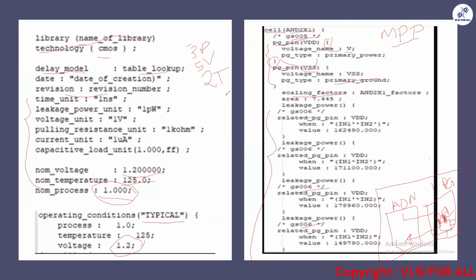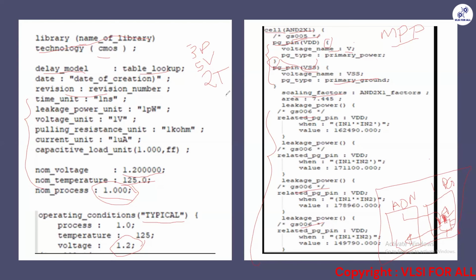So what happens is, nowadays it doesn't happen. We ask the library characterization. Earlier, what could have happened, right? They used to characterize in one corner, one PVT value. Let's say they took the typical corner, 125 as temperature, 1.2 as your voltage. Okay, and they did the characterization of these 100 cells.